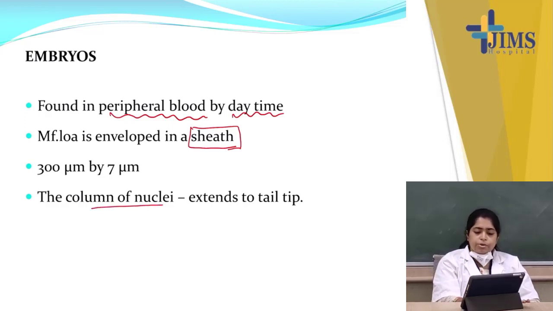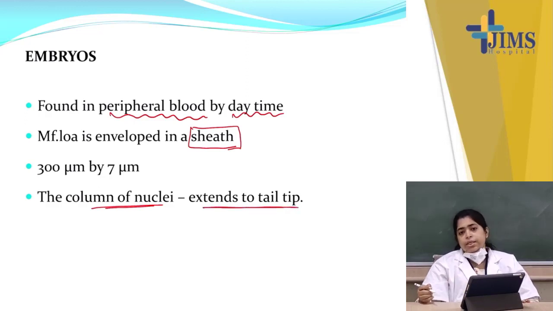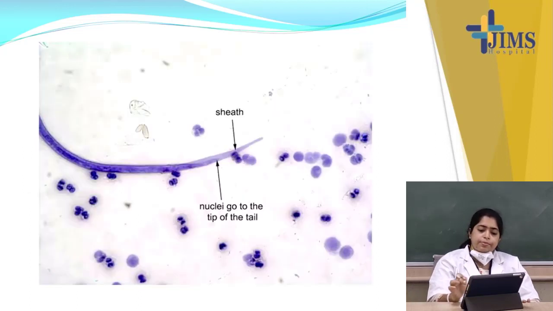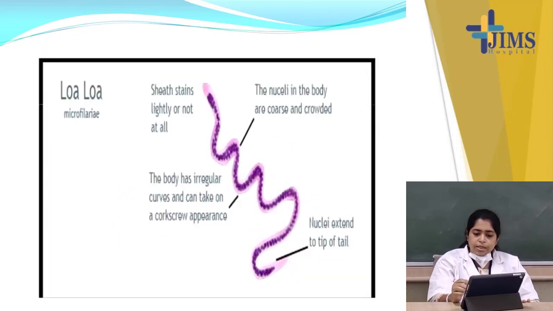Here you see the column of nuclei extends to the tail tip. In Onchocerca, the tail tip did not have the nuclei column, but here the column of nuclei extends to the tail tip. I hope you can appreciate this. This is the sheath, and the microfilaria is still inside, and the nuclei go up to the tip of the tail. It is again a picture. They have the sheath, and the nuclei extend up to the tip of the tail. The body has irregular curves and can take on a corkscrew appearance. The nuclei in the body are coarse and crowded.